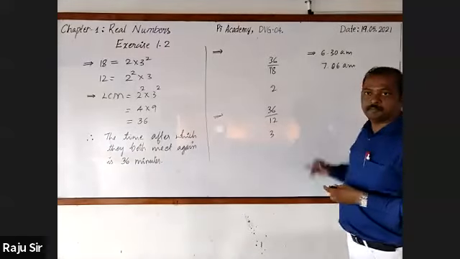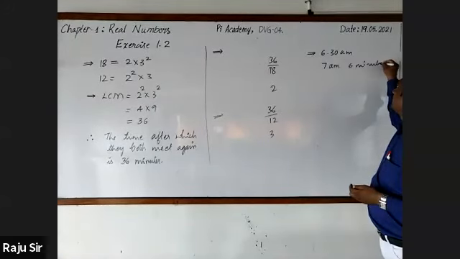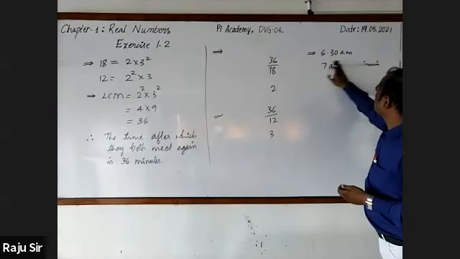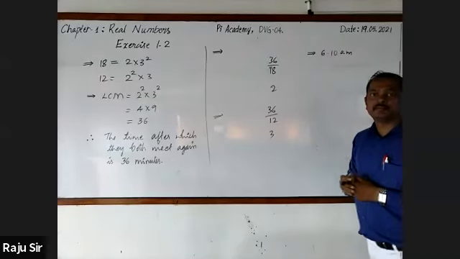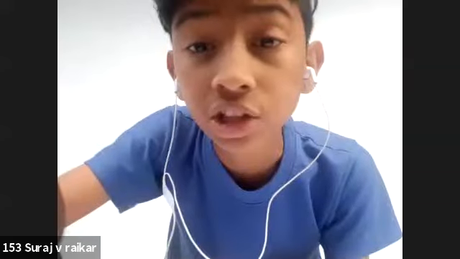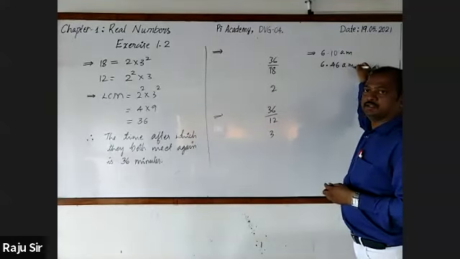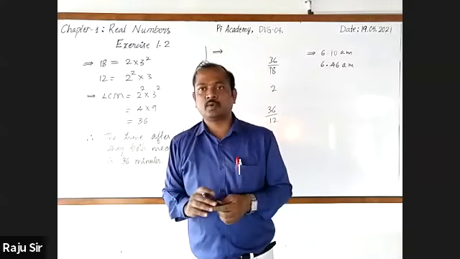7:06 a.m. Yes, sir. So write that: 7 a.m., 6 minutes. If it is 6:10 a.m., or 6:46 a.m., 46 minutes. These are the possible ways they can ask the question.